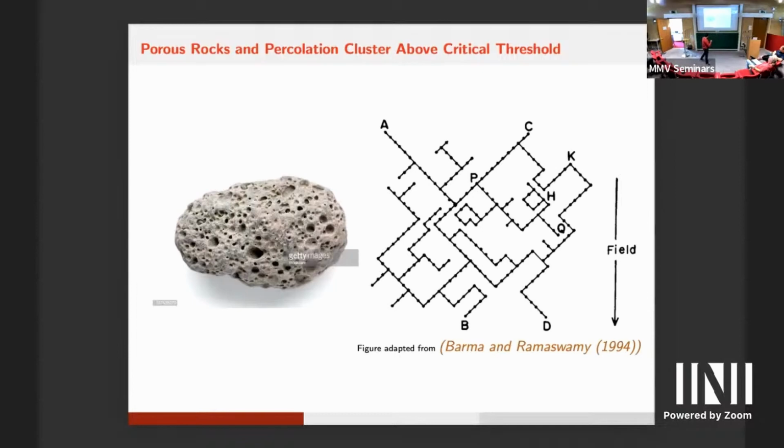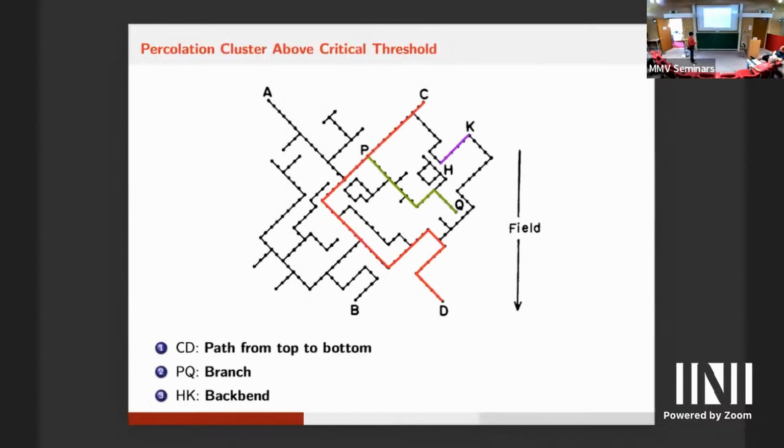The game that I'm going to play is the following. First, let me tell you what the salient features of such a structure are. This is one realization of such a lattice, and you have the following sorts of bonds or paths. There is at least one path that takes you from top to bottom, marked in red; this is CD. But then there are branches coming out of this main backbone. For example, PQ is a branch, in the sense that it doesn't take you to the bottom, it takes you to nowhere. It is a kind of dead end.